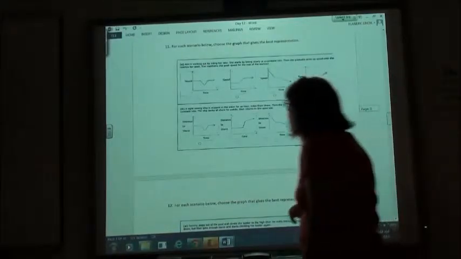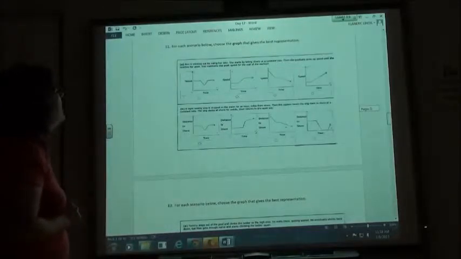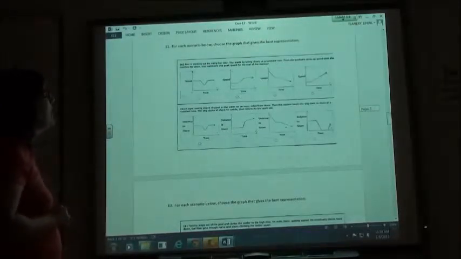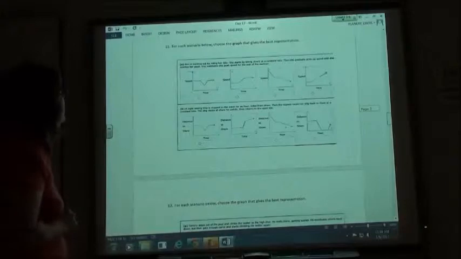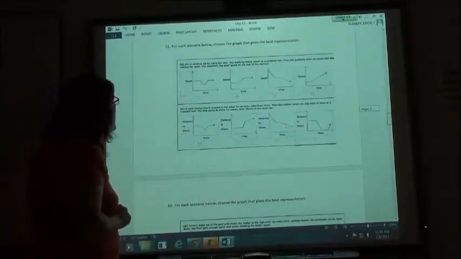The next one. Anne is working out by riding her bike. She starts by biking slowly at a constant rate. She then gradually picks up speed until she reaches her peak. She maintains this peak speed for the rest of the workout.